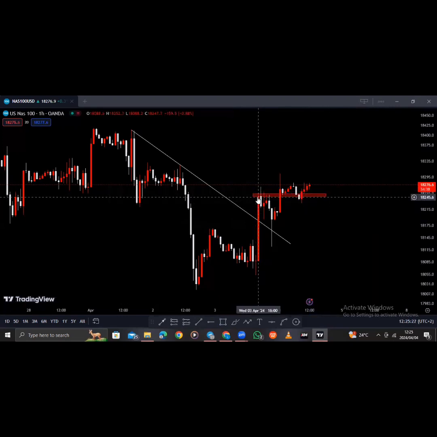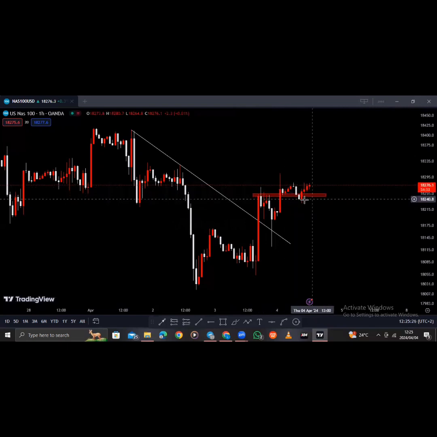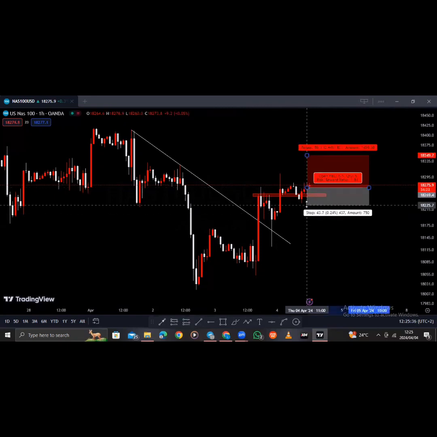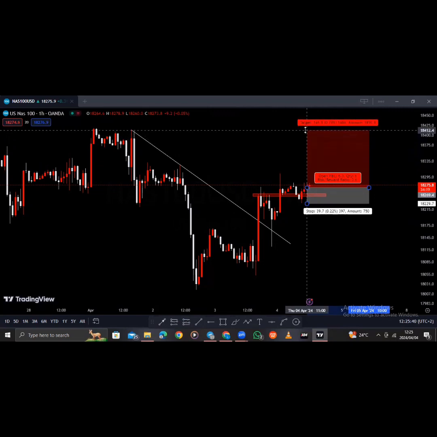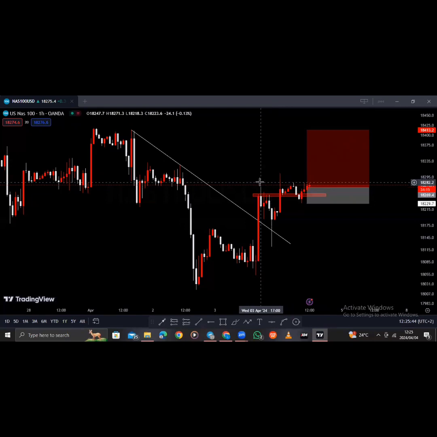And hence you can see it resisted, broke, supported, and then gave us a fake out, and then gave us this nice bullish engulfing candlestick. And obviously I caught trades somewhere around here with my stop loss being there, TP all the way to the upside, and hence you can see had a nice 30% risk to reward ratio.